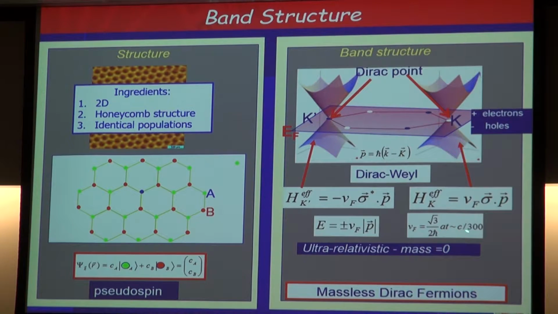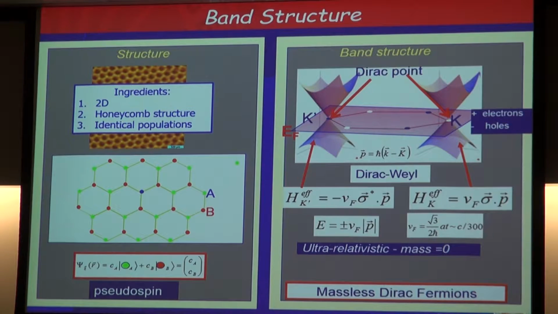The Fermi velocity is about 300 times smaller than the speed of light. It's determined by the product of the lattice constant and the hopping parameter between nearest neighbors. So the speed of these neutrinos is much slower, 300 times slower than the speed of light. And of course, the mass is 0 because the dispersion is linear rather than quadratic. So this is why we call them massless Dirac fermions.